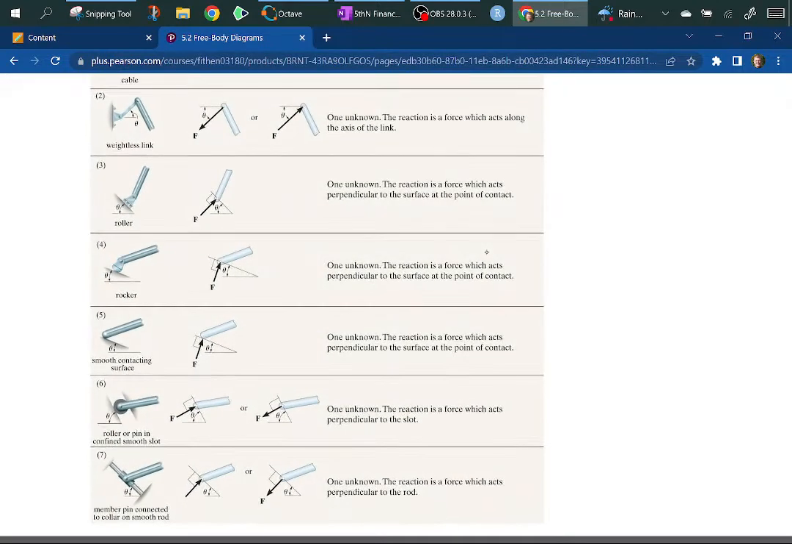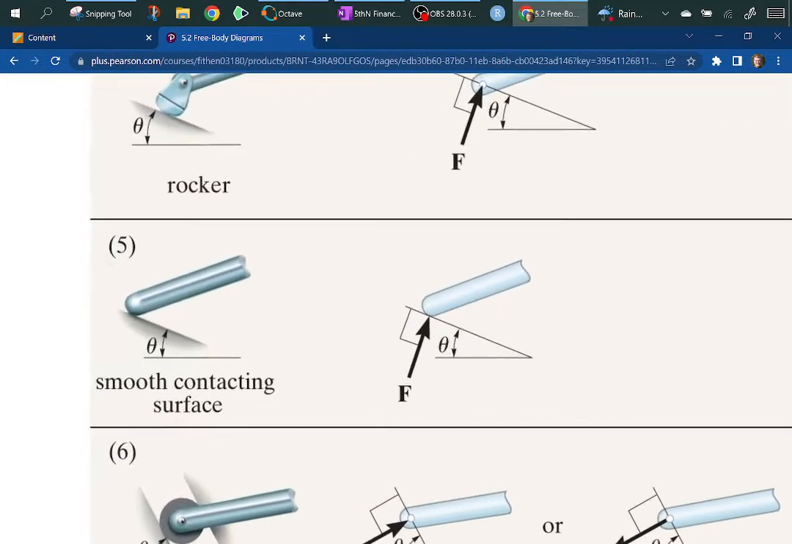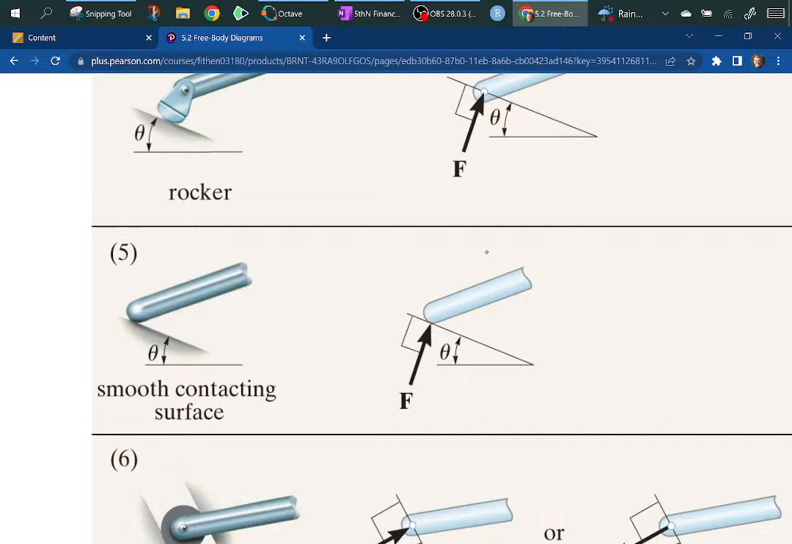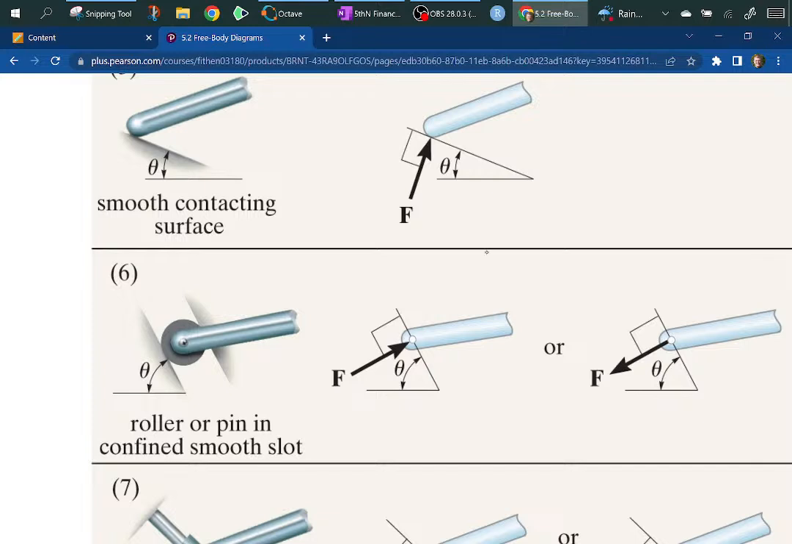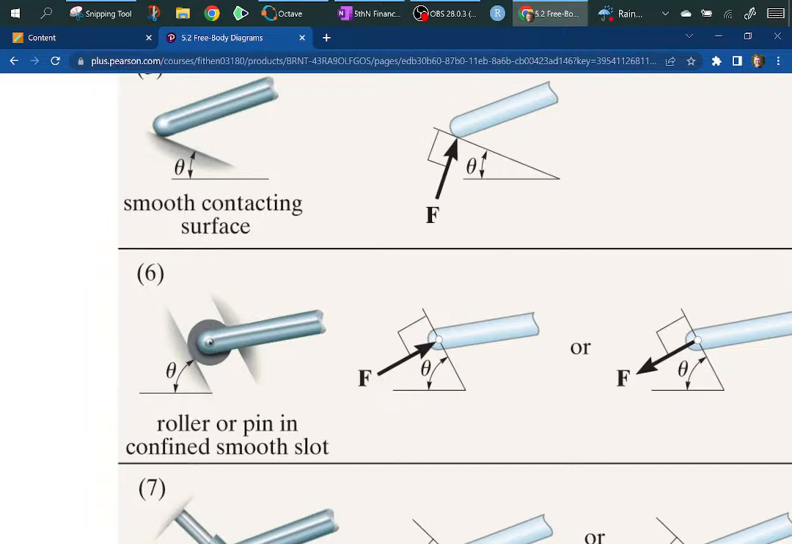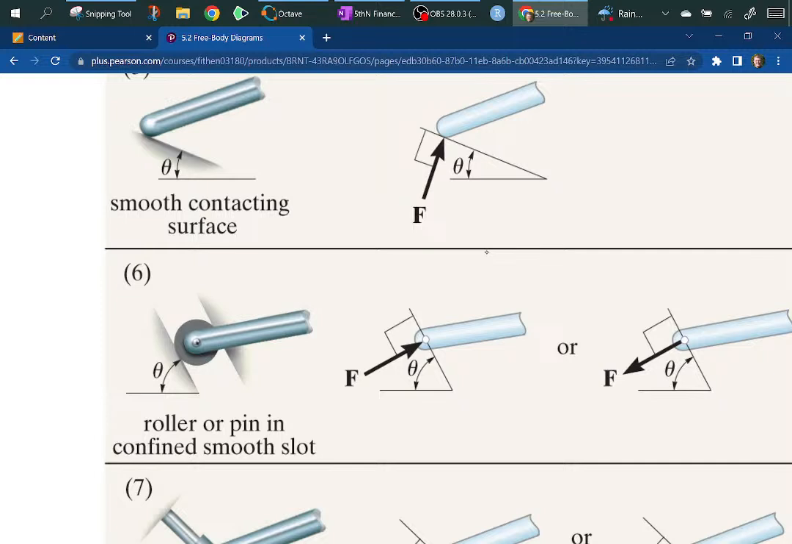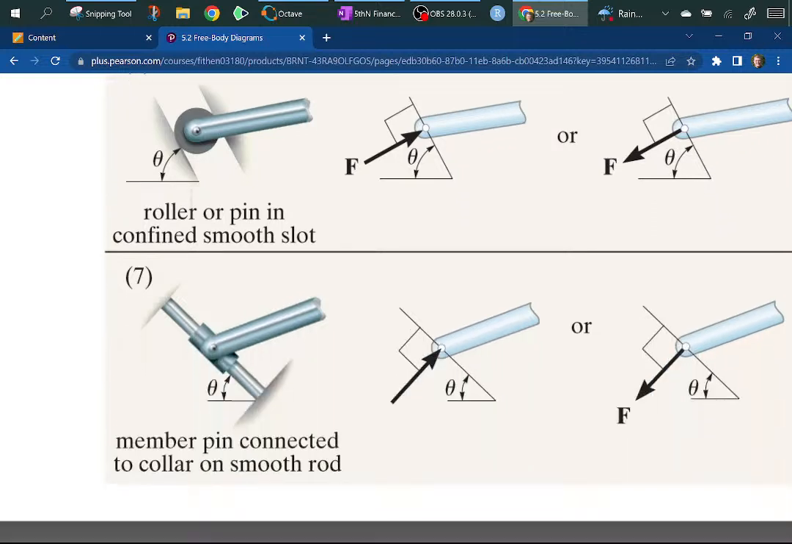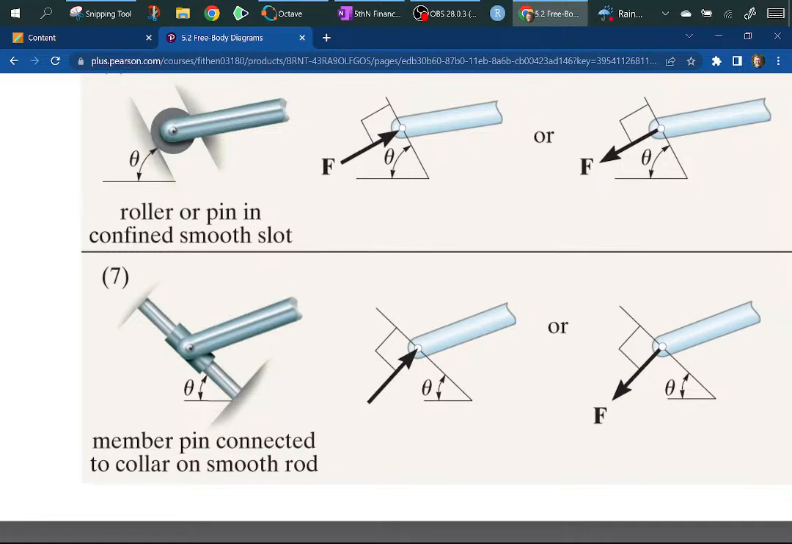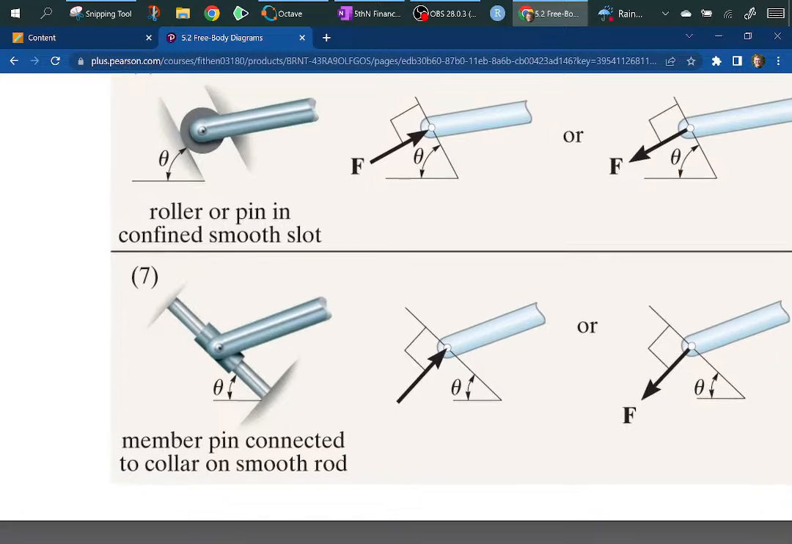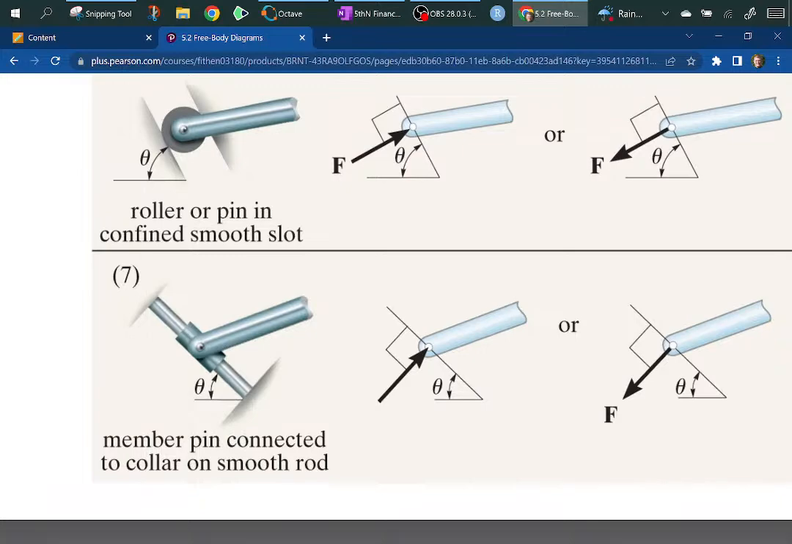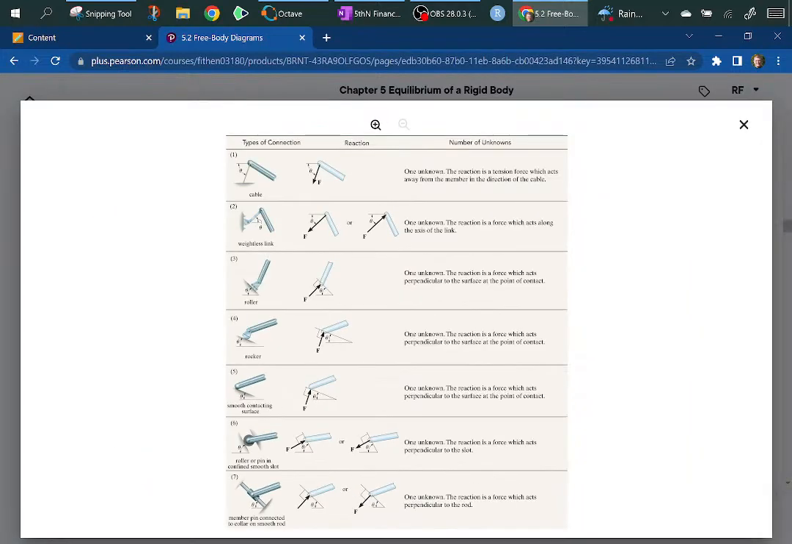We have a smooth contact surface. You have this smooth pin in the slot, meaning the ground can supply force this way or this way on either end. And you have this sleeve, which is kind of interesting. It's a smooth rod. What we're doing here is figuring out how the physical structure relates to what type of force you are supposed to put in as a replacement when you do the free body diagram.